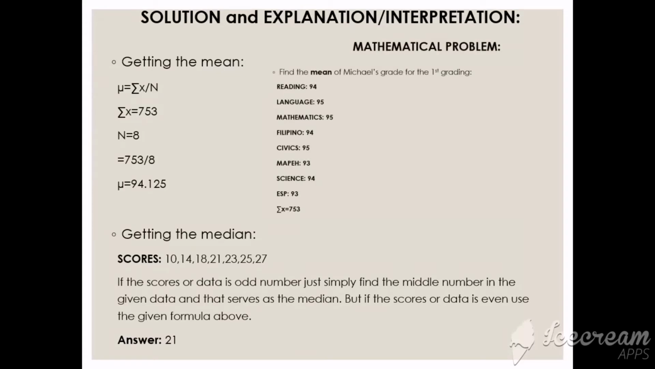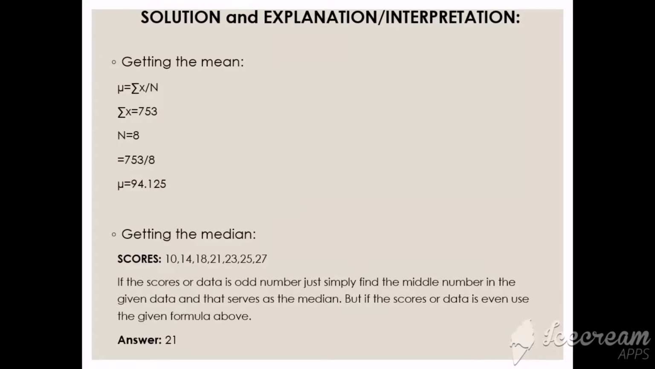So when we compute the first mathematical problem, which is we were going to get the mean, we are going to get the total of 753, and the total of all the subjects we have is 8. So just simply divide 753 by 8, and our mean is 94.125, or just simply 94.13.